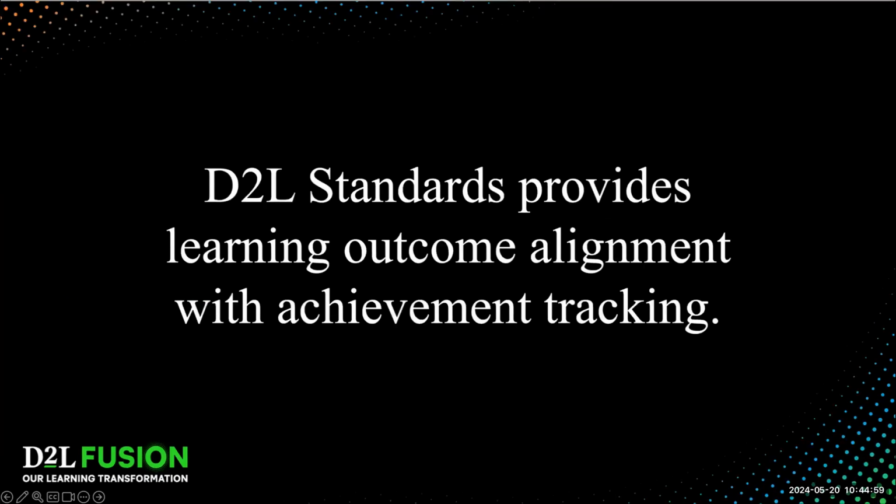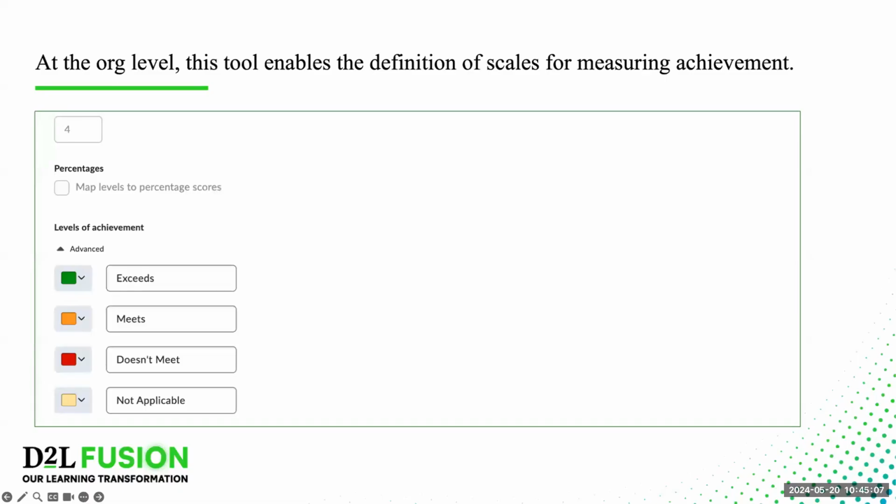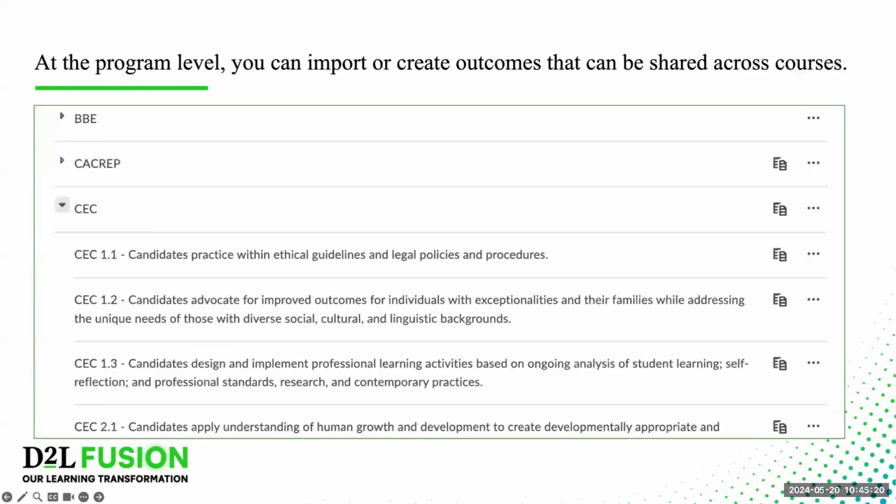D2L Standards is a tool that aligns learning outcomes with achievement tracking, creating a seamless connection between learning and assessment. At the org level, this tool enables the definition of scales for measuring achievement, providing a clear framework for success. So here we have a scale that we created for the College of Education. At the program level, you can import or create outcomes that can be shared across courses, fostering consistency and alignment. For the College of Education, we have a bunch of standards and we have two levels, the top level, and then underneath are the actual standards that we import into courses.